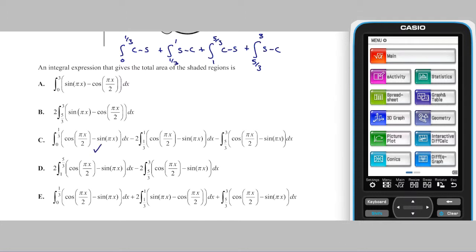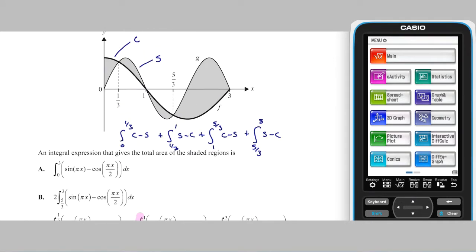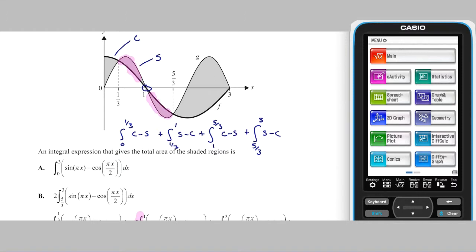Looking at the second term, we notice that it is double the area from a third to 1. Looking back at our curves, we can see that this area is equal to this area due to the point symmetry of the two curves either side of their inflection point at x equals 1, and hence doubling an area is an appropriate calculation to make.